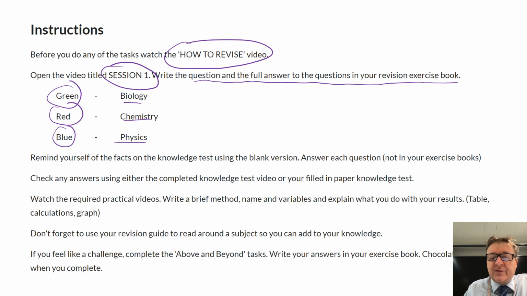Remind yourself of the facts of the knowledge test. Even though the Session 1 stuff is the compulsory stuff, all the other things that we've put on there are there to help you in as many ways as we possibly can.